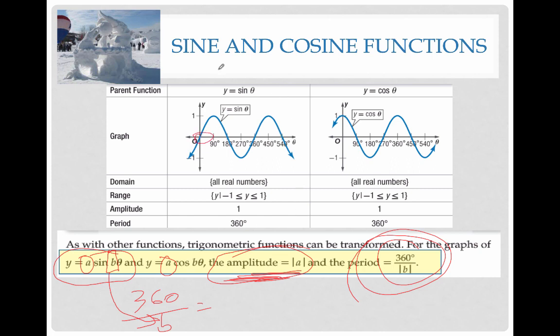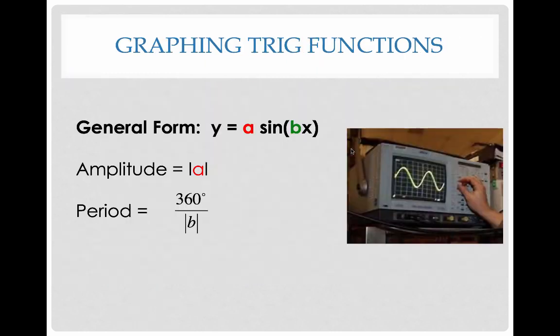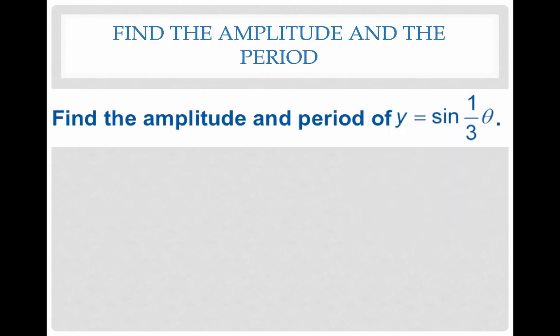So when we just write this one, the A is equal to 1, and then the B is equal to 1 for both of these. That means that the period is 360 divided by 1. That's why we get done in 360 degrees. Going to be very important. Okay, so there's our form. Y equals A sine Bx is the same for cosine, and the period is going to be 360 divided by B. So if I was going to do this one, find the amplitude and the period.